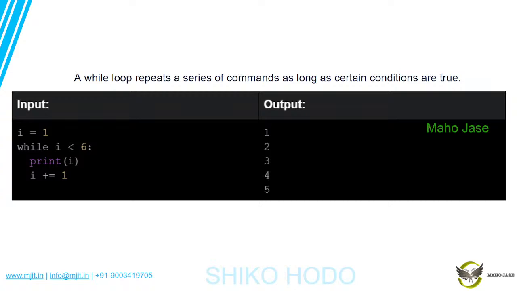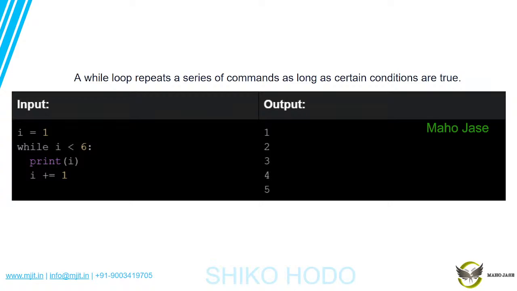So in the same way, a while loop with a condition repeats a series of commands as long as a certain condition is true. You have 5 chocolates, but you have to distribute to 6 people. So how would you distribute? You distribute to the 5 people because you have only 5 chocolates. In the same way, a while loop runs in this way.